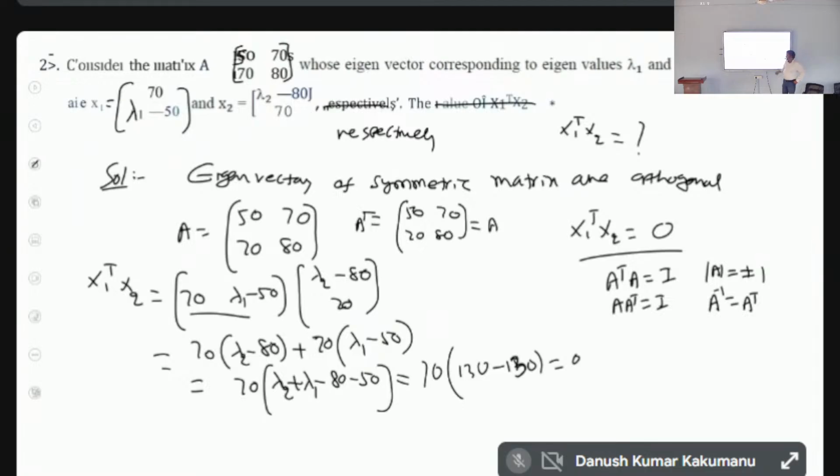Which approach is easy, first or second? First one is easy. If you remember the property, then the first one is easy. What is that? Eigenvectors of a symmetric matrix are orthogonal, using this property also. Here we discussed two solutions. Both the solutions are clear, both the approaches. Coming to next.